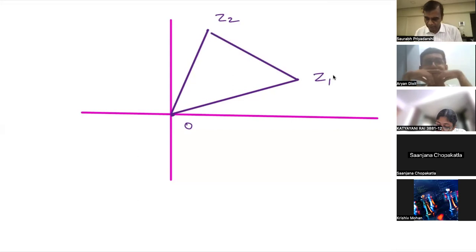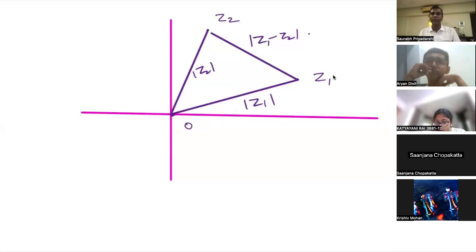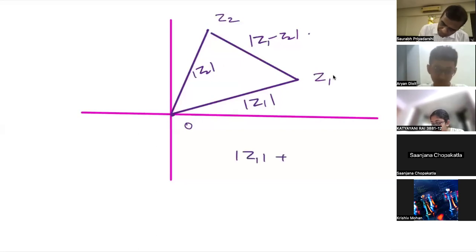If this is Z1 and Z2, this length will be mod Z1, this one will be mod Z2, and this will be mod of Z1 minus Z2. Is this okay, everyone? Yes, sir. We know that the basic property of a triangle is that the sum of two sides is always greater than the third side.